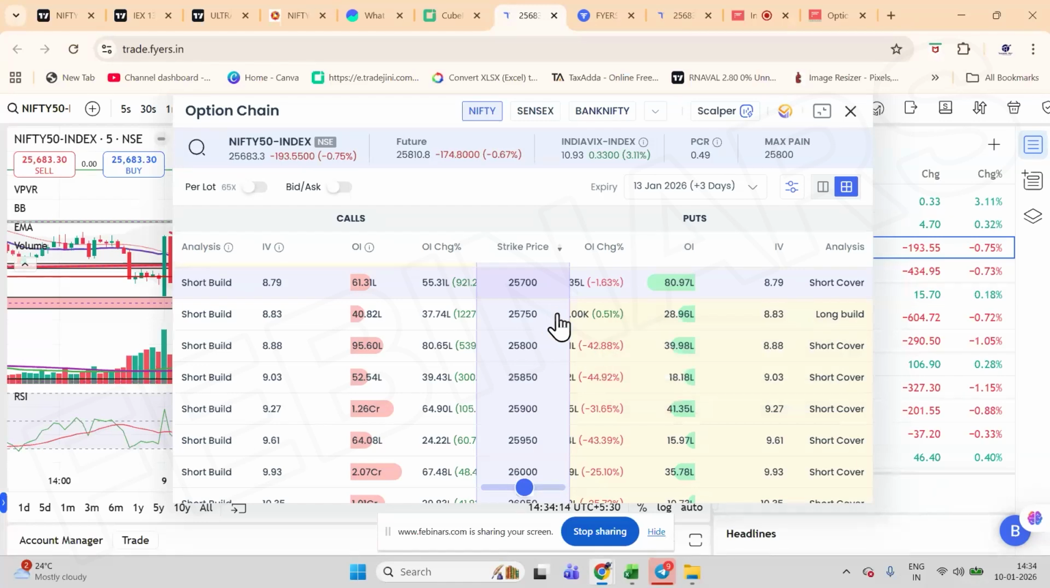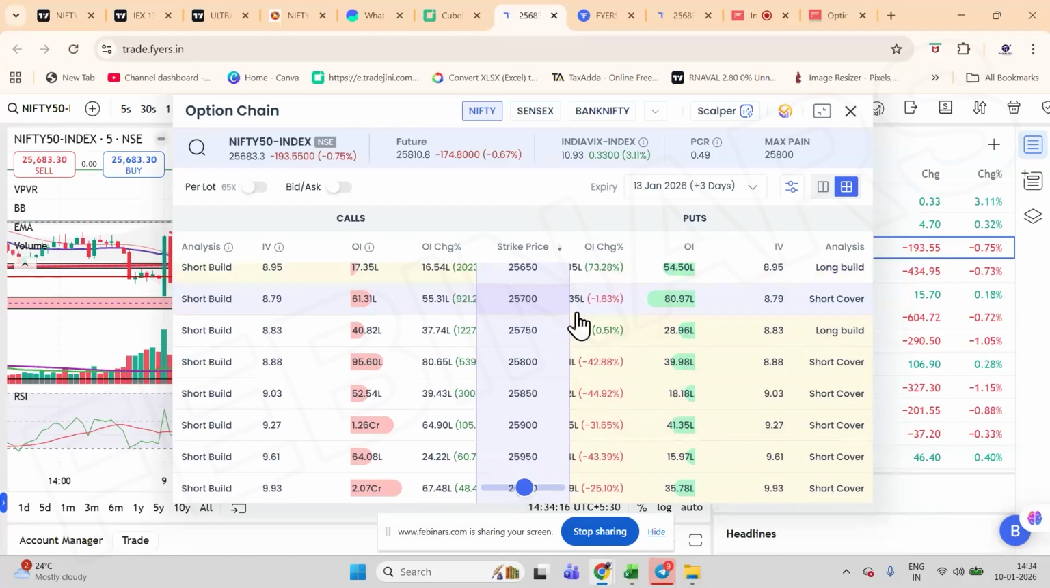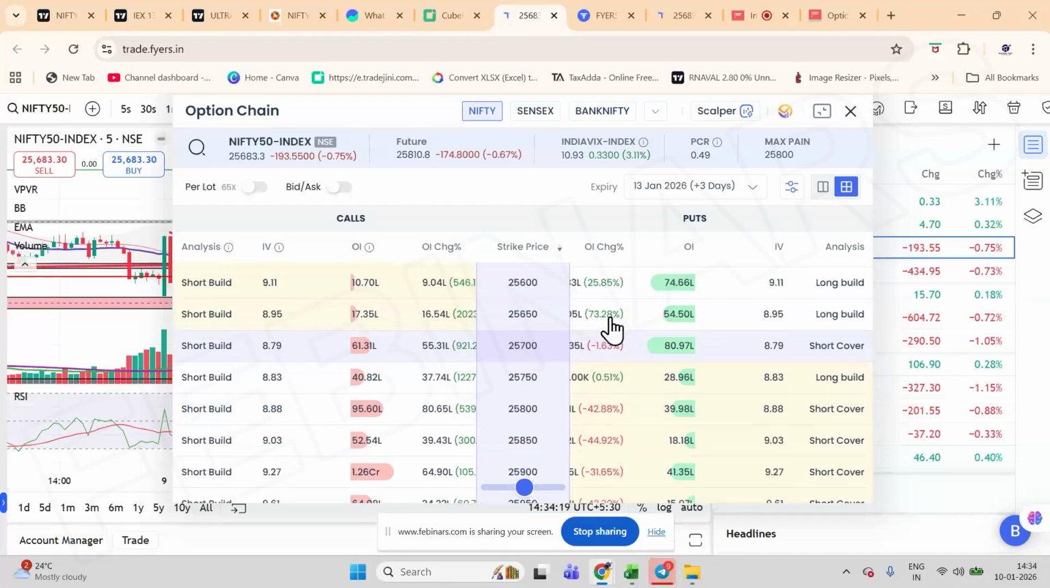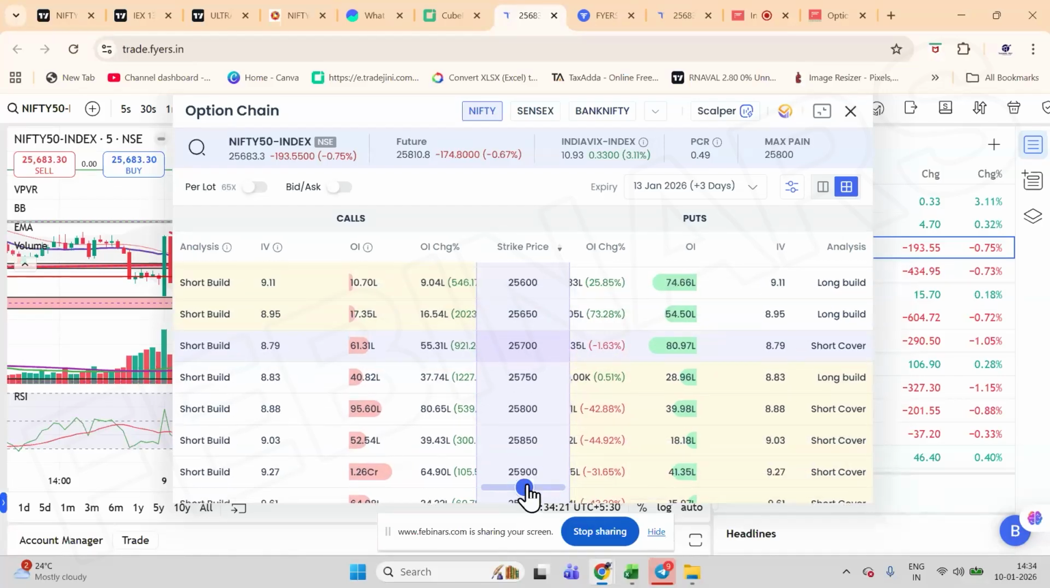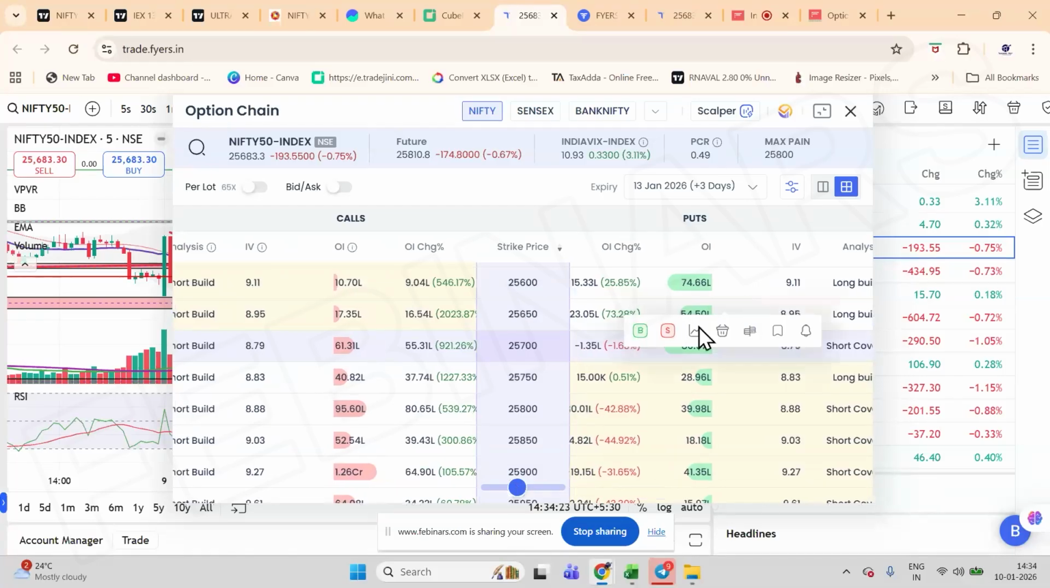As it is 25,750 here, we are seeing buying build-up. At 25,700, 73% is the change in open interest, and 54.5 lakh contracts of long build-up is seen. Similarly, here the short build-up is seen with a change in open interest in the money calls. So here we are seeing the short covering in the money puts.